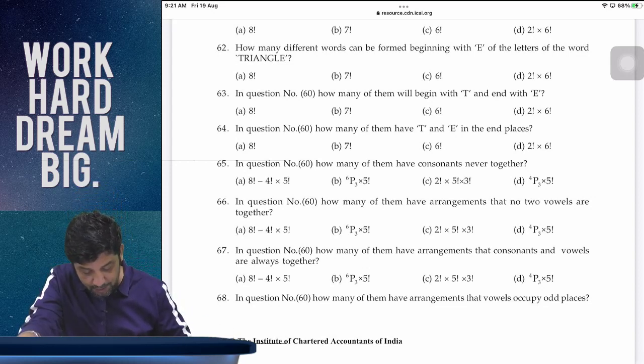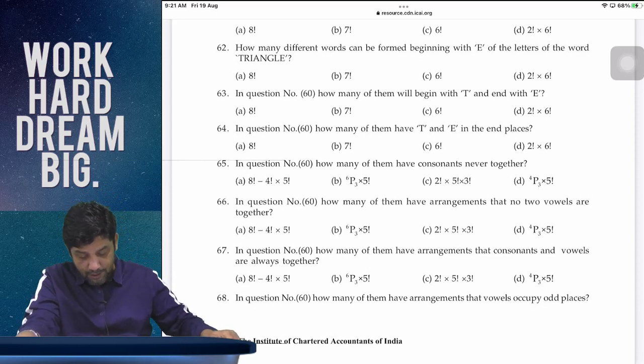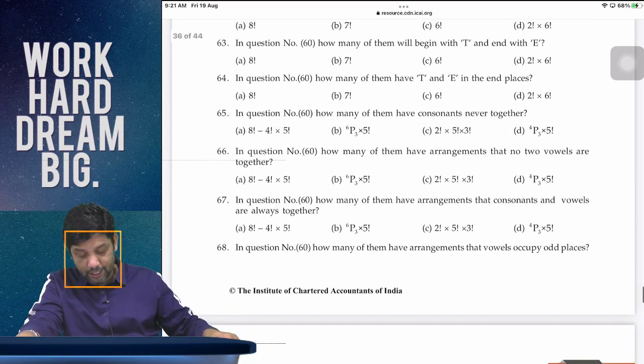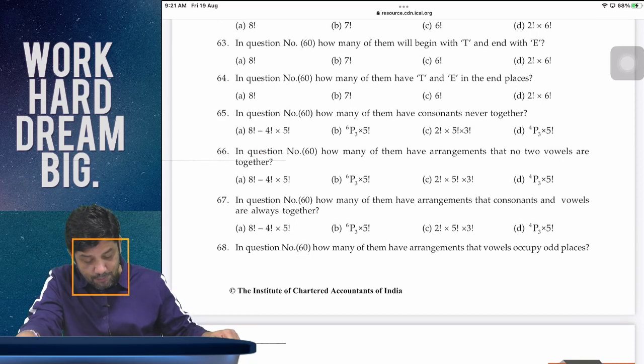Where is it? Sum number 67. Okay. In question number 60, how many of them have arrangements in which consonants and vowels are always together? Consonants and vowels together. Option B.